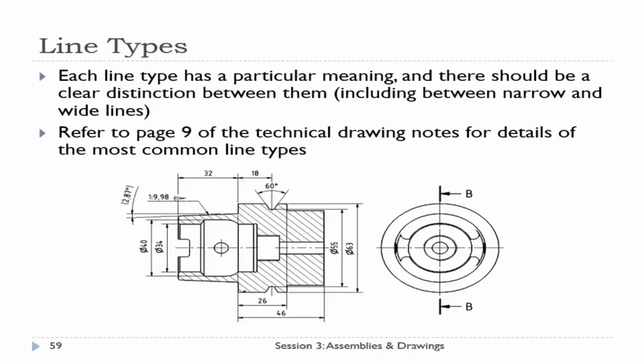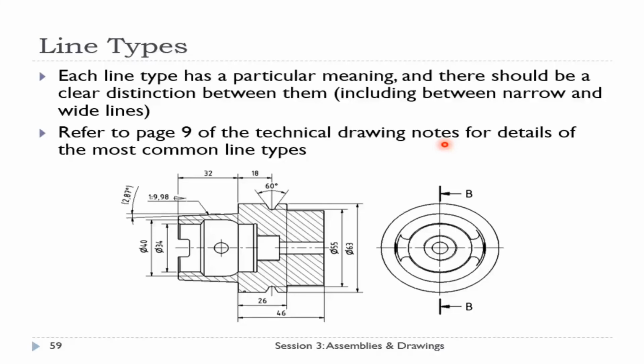So let's start discussing different line types. Each line type has a particular meaning in the drawings, and there should be a clear distinction between them. You can see narrow or thin lines and thick lines. You can see solid continuous lines, dash and dot type lines, and there are a few other types of lines.